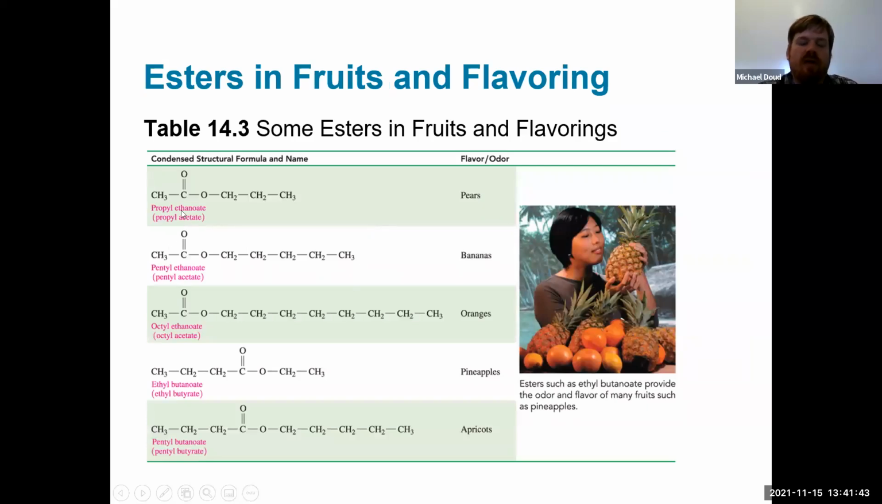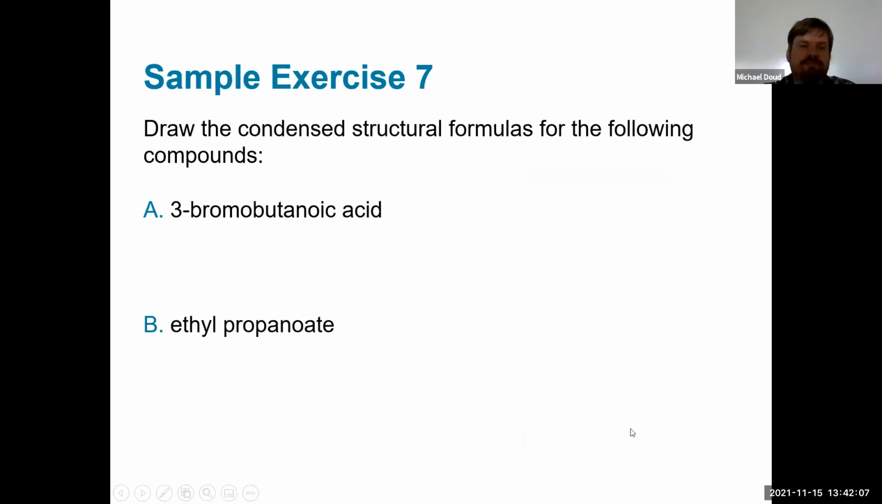So for example, propyl ethanoate that we talked about, that's responsible for pears. Pentyl ethanoate is responsible for banana flavors. Octyl ethanoate, oranges. Ethyl butanoate is pineapples. And pentyl butanoate is apricots. So that's what leads to these different flavors that we can smell. And this is also why it's common to find artificial fruit flavors, because you can easily synthesize these molecules as well.